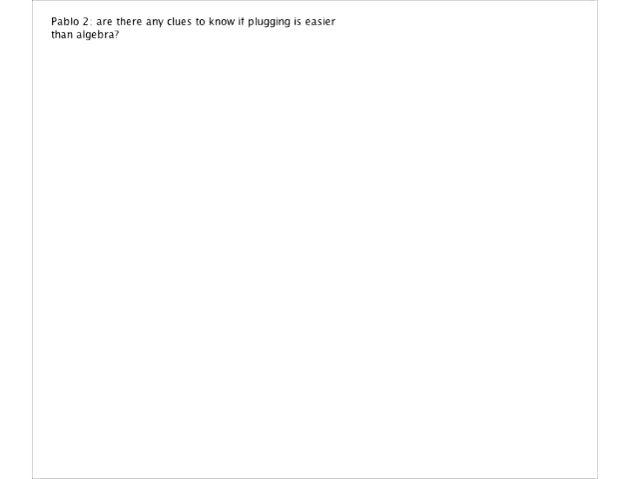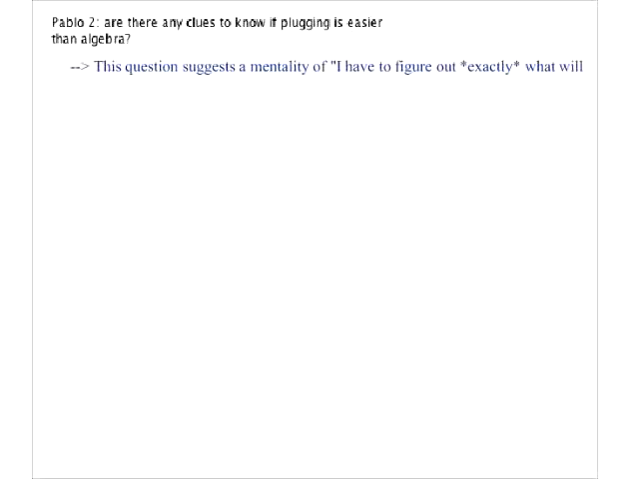It's good to address this because there's a very strong point about the mentality with which you should approach this test. This question suggests a mentality of, I'm going to exaggerate a little bit here. I mean, this is not necessarily this extreme. But the mentality behind a question like this is I have to figure out exactly what will work before I try it. Okay, that is a very bad way to approach this test.